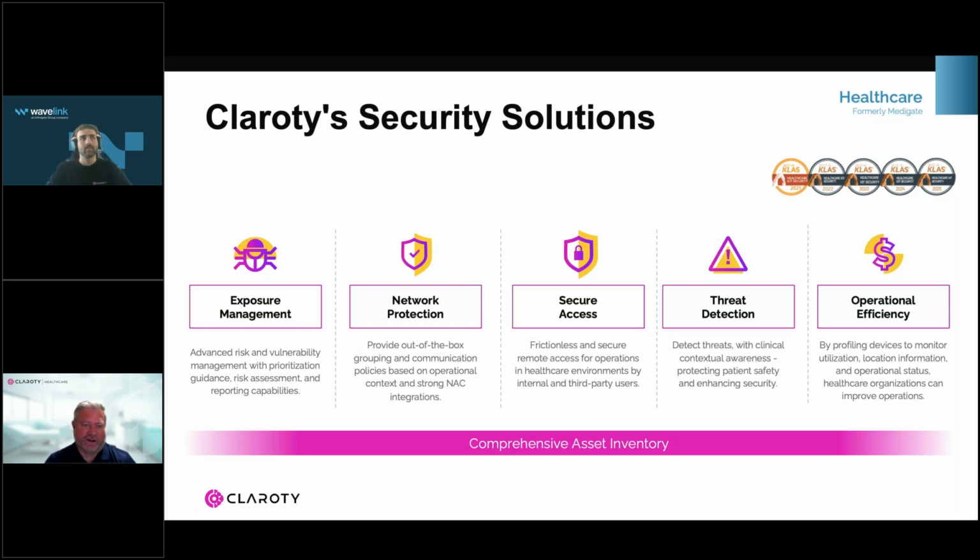Threat detection, again, with that clinical context we've captured from the asset discovery, we can actually protect patient safety because we've given you threats that apply to your specific environment. And then the last thing that we don't talk about from a risk standpoint is operational efficiency. So if we can look at all of the assets that you have and look at utilization, location information, operational status, etc., how can we help healthcare organizations improve operations by looking at, okay, you've got 6 MRI machines, 2 are running at 110%, you've got one here that runs at 30%. Is it in the right location? Is it doing the right thing?